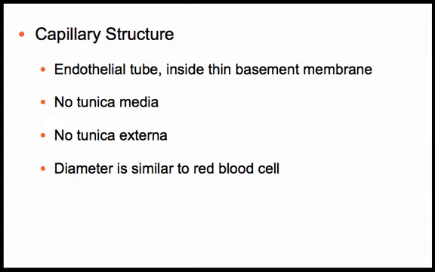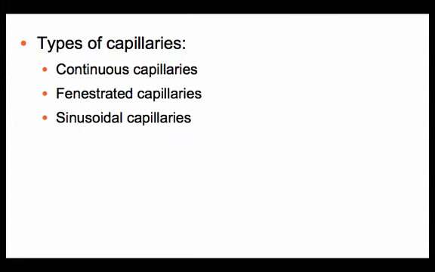The capillaries structurally are just microscopic tubes of endothelial cells inside a basement membrane. They have no tunica media and no tunica externa. The diameter of the capillary is similar to that of a red blood cell. There are different types of capillaries, including continuous capillaries, fenestrated capillaries, and sinusoidal capillaries.